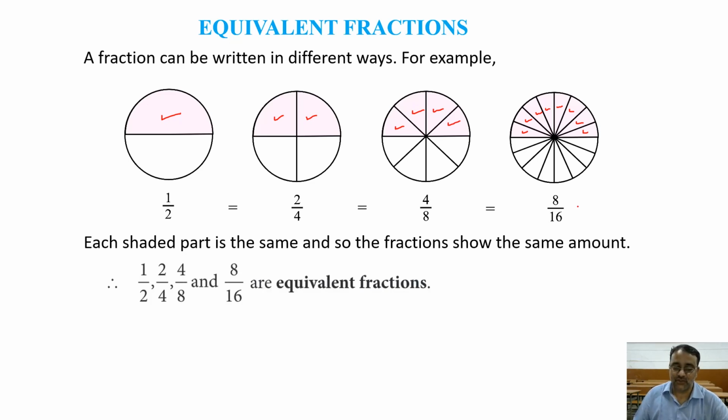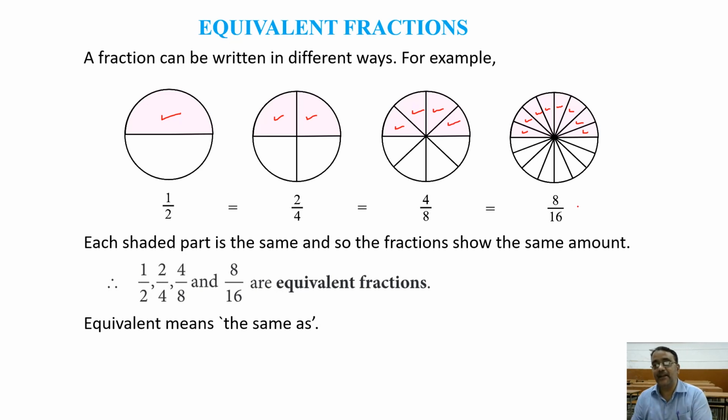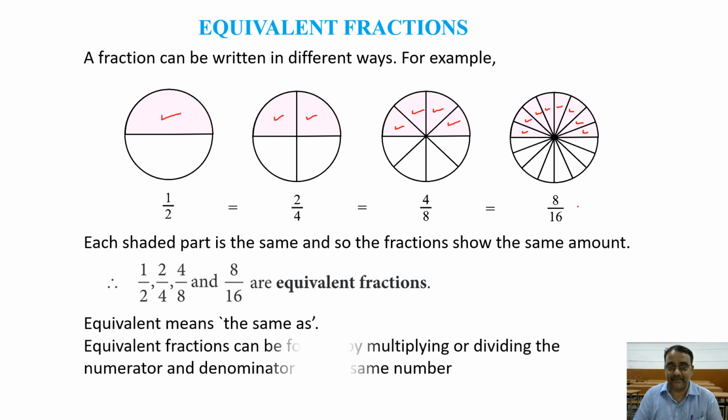Clear? So equivalent का मतलब क्या होता है? Same. Equivalent means same as. So equivalent fractions can be formed by multiplying or dividing by the same number. By multiplying or dividing the numerator and denominator by the same number.